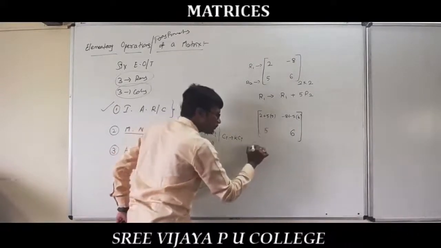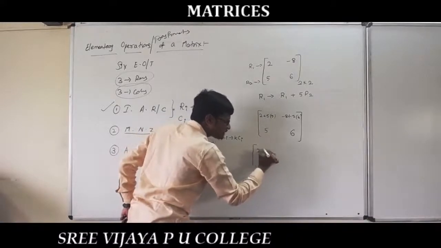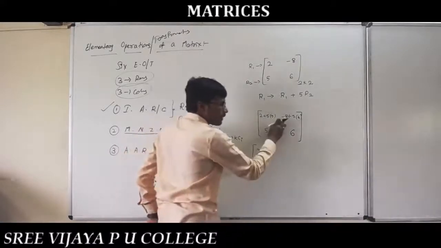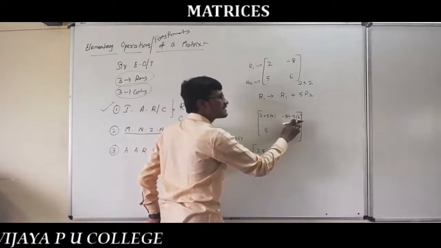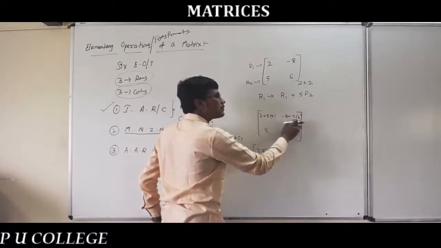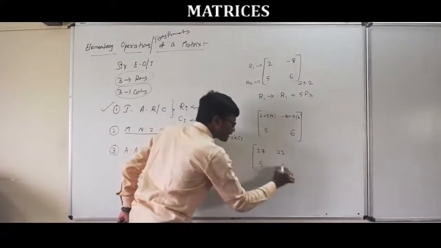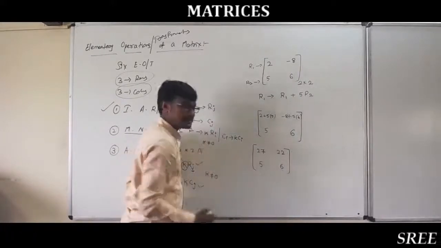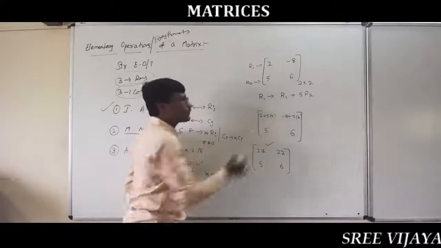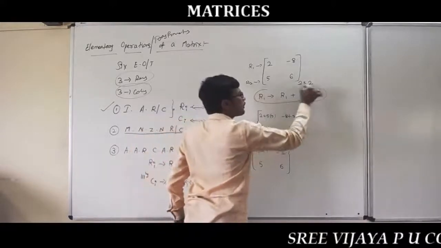25 plus 2 is 27. Then minus 8, keep as this, plus 5 times 6 is 30. Minus 8 plus 30 is 22. And the second row remains as it is, 5 6. So this is the required matrix for the given elementary operation.